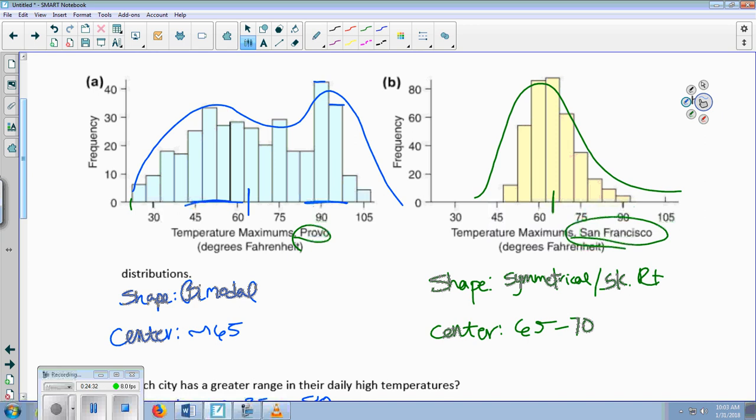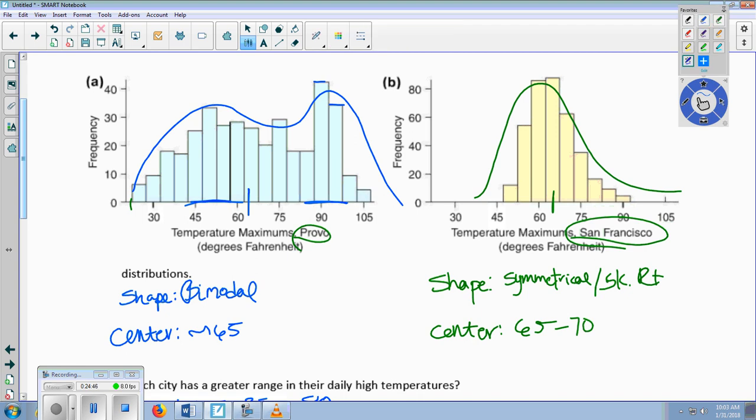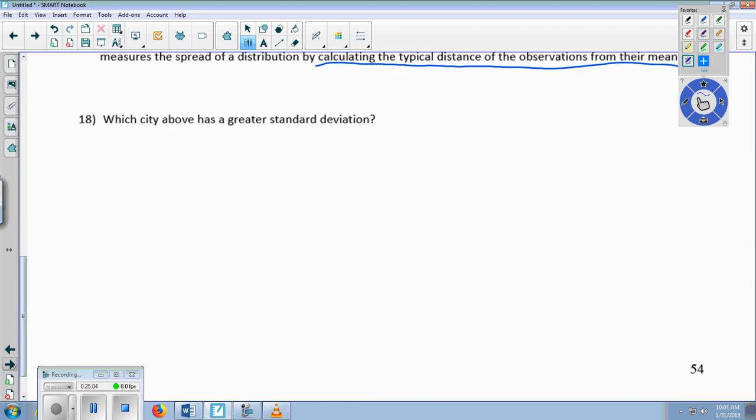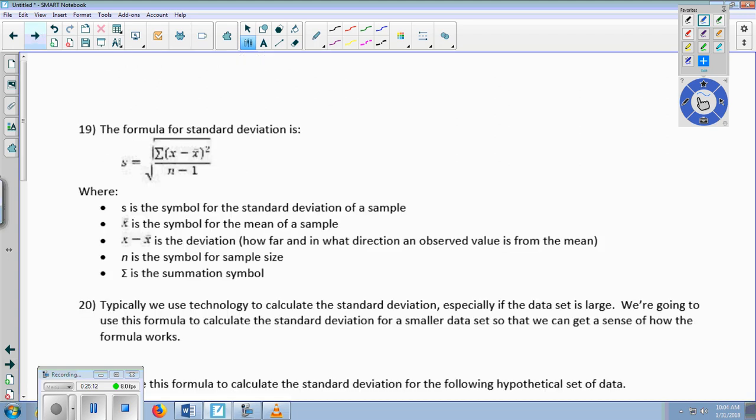Again, if we're looking at all the observations and their typical distance from their mean, Provo over here has a lot of observations that are pretty far away from the mean, where San Francisco has many that are really close to the mean. So Provo is going to have a greater standard deviation, Provo.